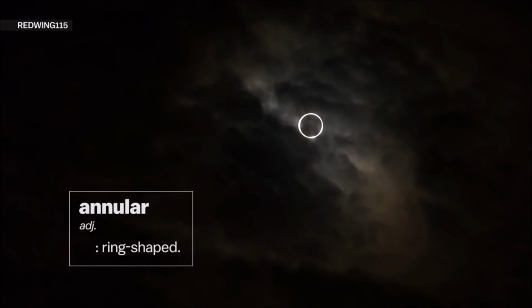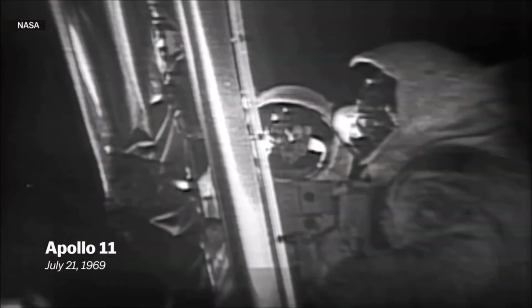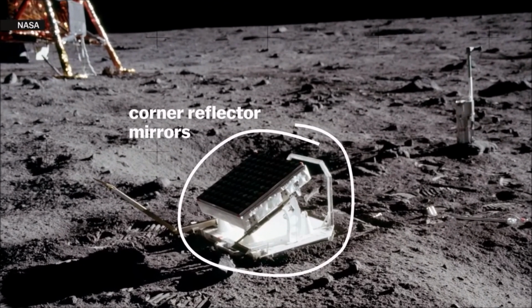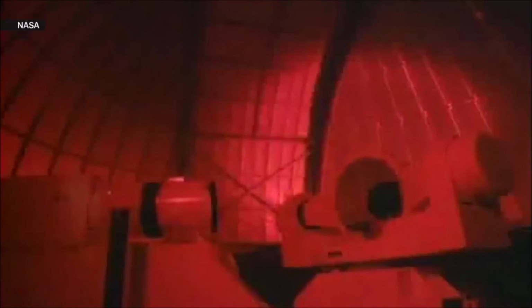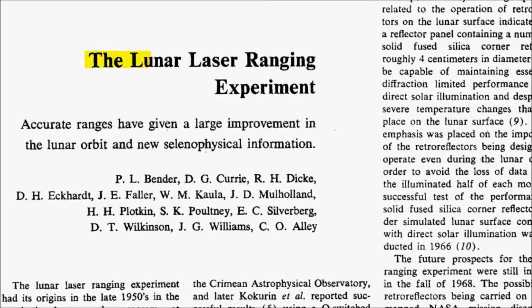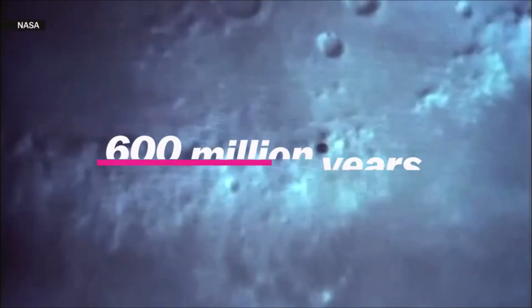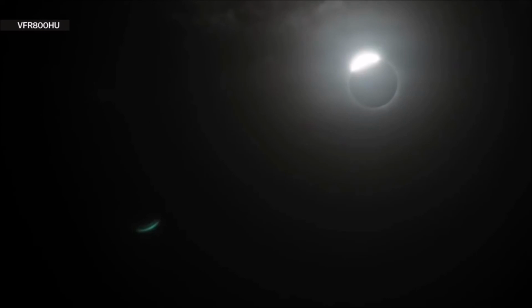In the far future, Earth will only get annular solar eclipses. We know that because Buzz Aldrin and Neil Armstrong left mirrors on the moon in 1969. Astronomers bounced lasers off those mirrors to measure the moon's distance, and that's how they found out that the moon is moving away from us about 1.5 inches every year. So at some point in the future, we're talking like 600 million years from now, whatever creatures live here will witness Earth's very last total solar eclipse.